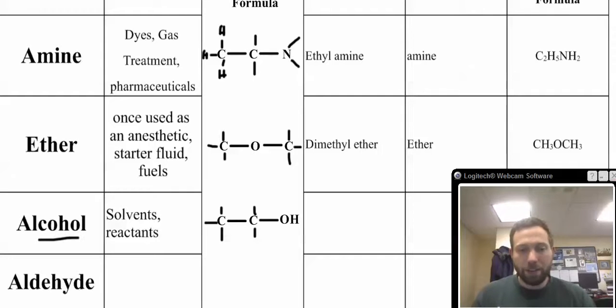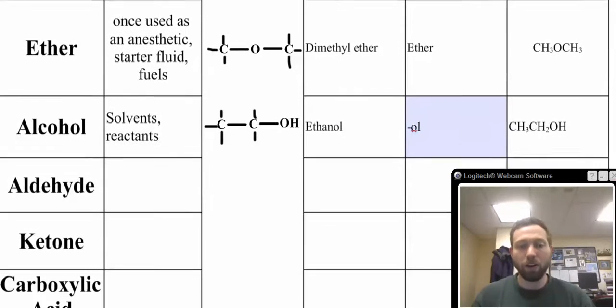All right, so naming this, this is a specific name. It's called ethanol, because there's 2 carbons coming off, so it's ethane basically. But instead of an ane at the end, you have an OL because it's an alcohol. So the ending will always have an OL for alcohols.